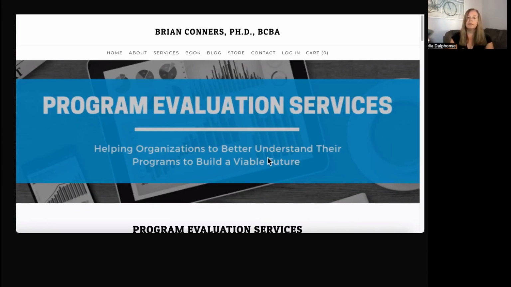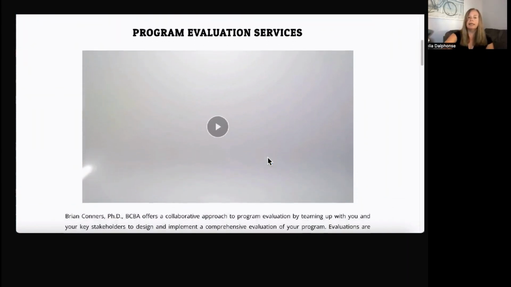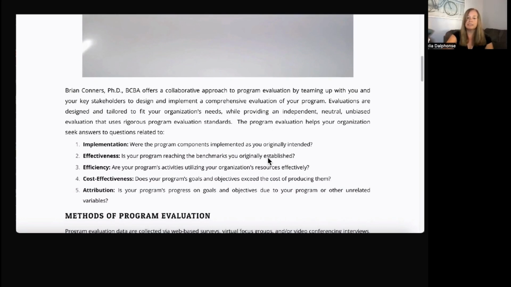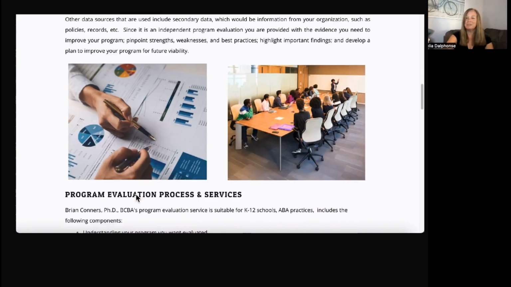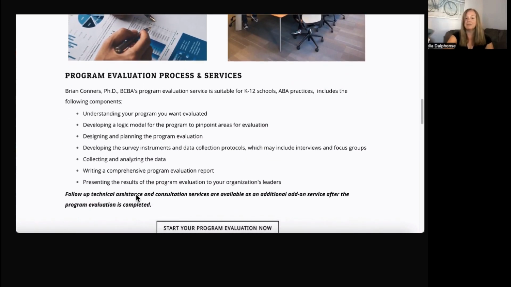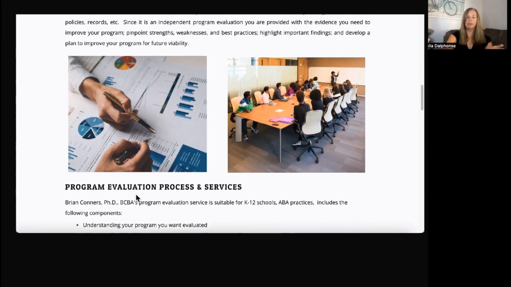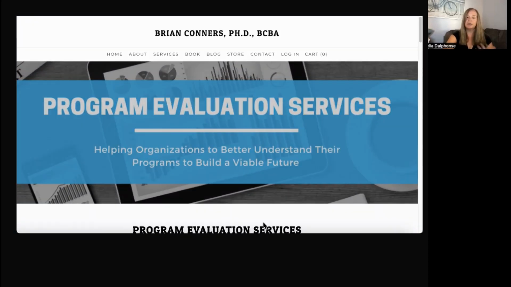So the next one that we're going to look at is actually a service that's being provided. And I actually think that this is a really fun service that this BCBA is providing. It's a program evaluation service. What he does is he takes a look at your program and he helps you identify the strengths and weaknesses of the program. And he's looking to help improve your cost effectiveness and your efficiency to make sure that your ABA program is running the way that it should be.